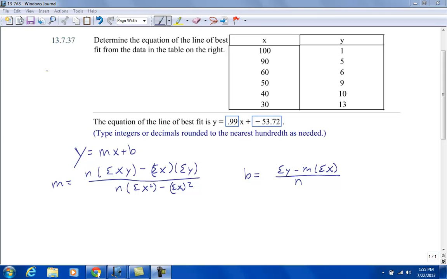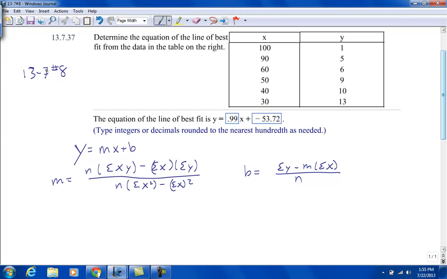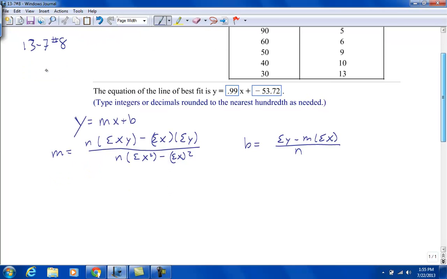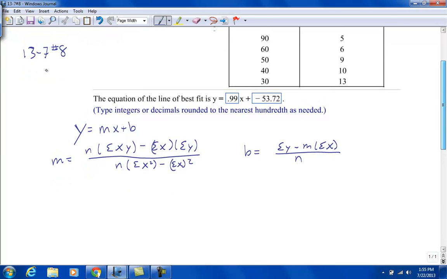Hi, I was asked to do this problem. This is 13-7, number 8. So it's linear regression, line of best fit. And I understand this is a little tedious, a little bit of work. So I'm with you on that. It can be a little overwhelming, a lot of numbers to work with.